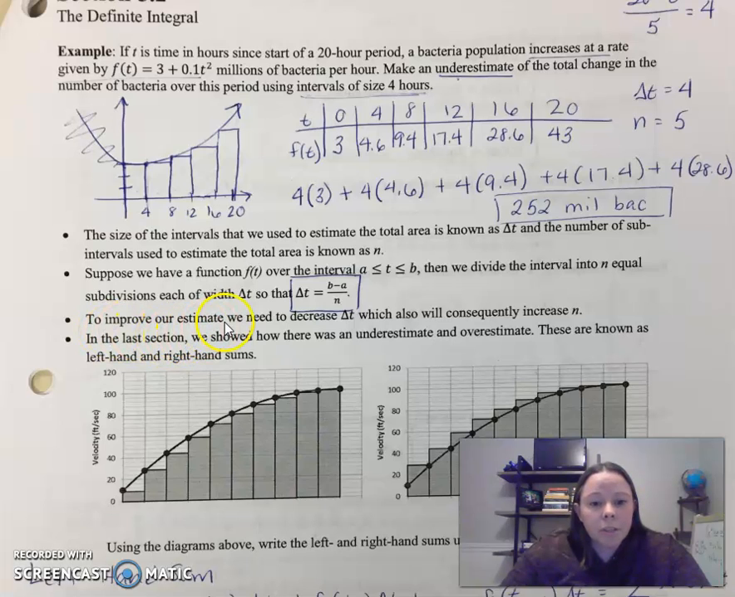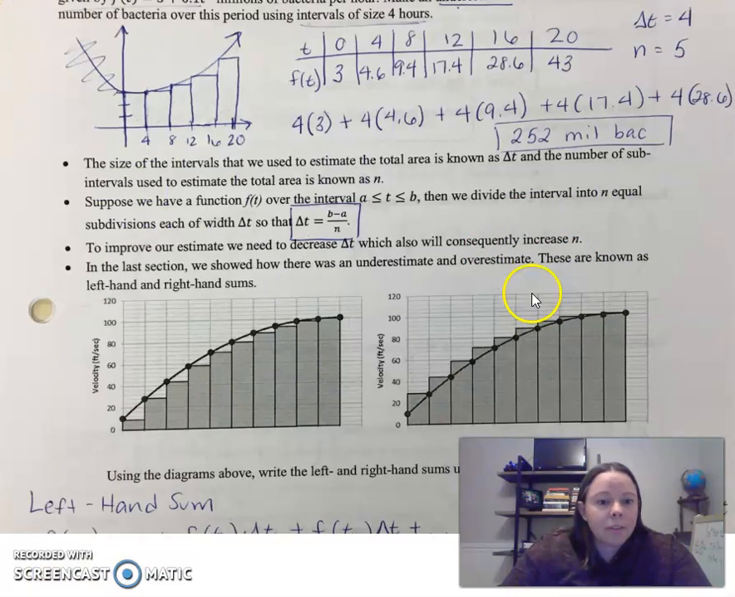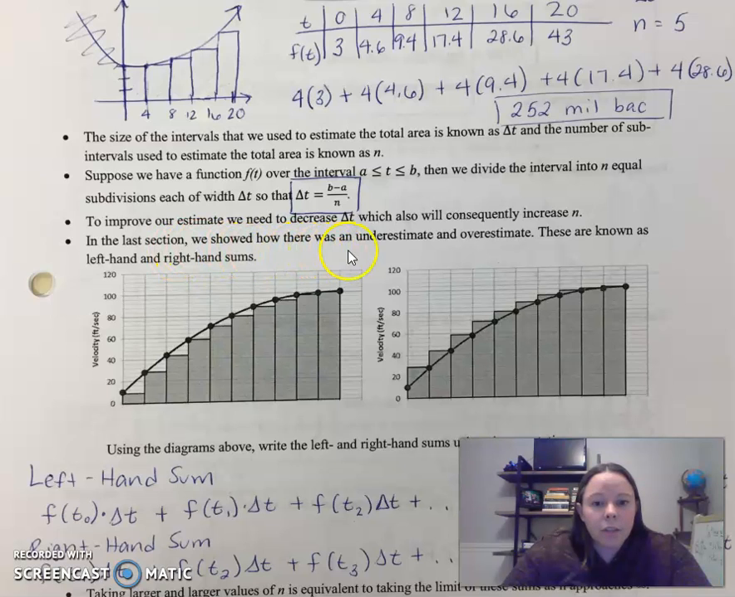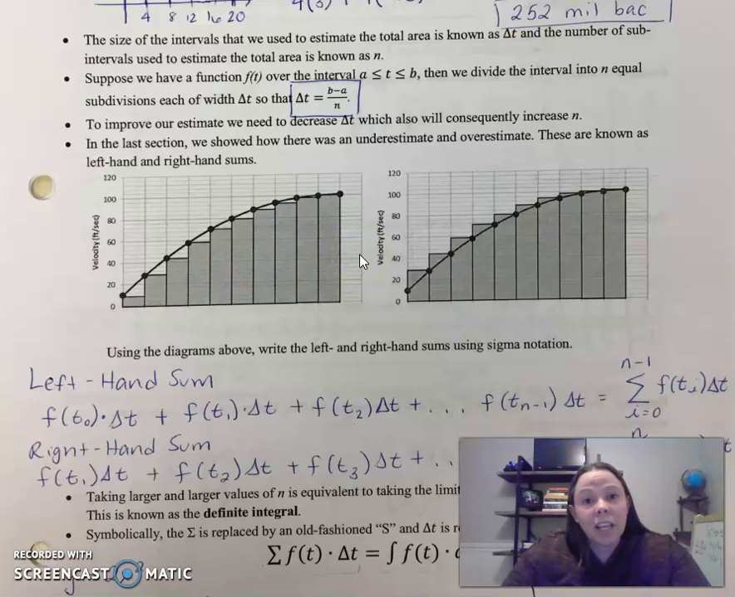Now, to improve our estimate, we need to decrease the change in t. We're trying to make that change in t smaller and smaller, giving us more and more rectangles. That's the idea, which will increase the number of rectangles. In the last section, we showed how these are under and over estimates. These are also known as left-hand and right-hand estimates, and I told you that in the last section. It's actually easier when it says use a left estimate, because then you don't have to worry about the function increasing and decreasing and potentially having to switch sides to stay with the underestimate or vice versa.